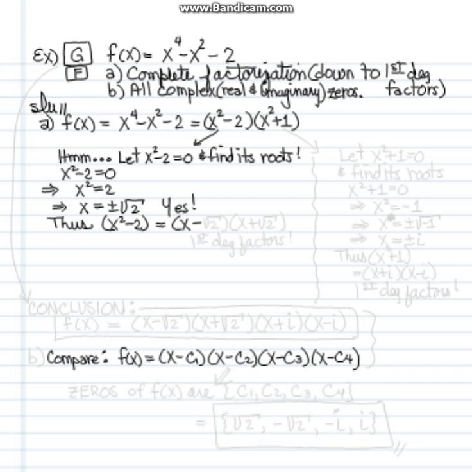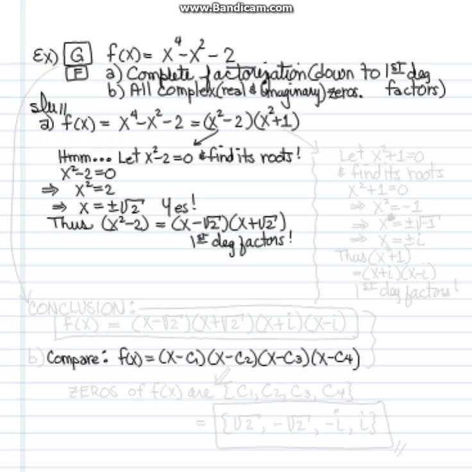So we can factor this down to linear factors, x minus the root times x minus the other root. Those are our first degree factors. Now you'll notice it's x minus the square root of 2 times x minus the negative square root of 2. That double negative made it look like a positive, which indeed it is.